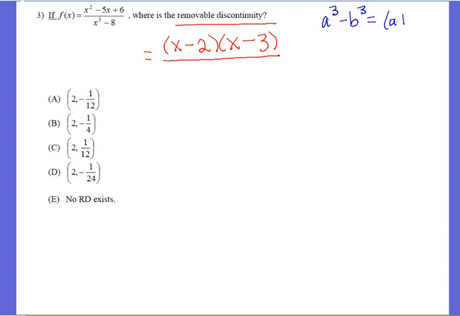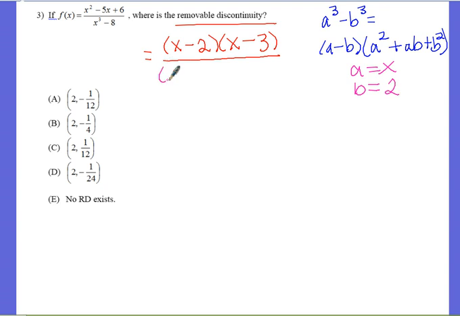Oopsie, I'm going to run out of space. Sorry, it's a little bit difficult to write on a tablet to do this. A minus b times a squared plus ab plus b squared. So everything else is plus. Alright, so what do we get in the denominator? Well, a is x and b is 2. Therefore, I'm going to substitute everything in. X minus 2 times x squared plus 2x plus 4.